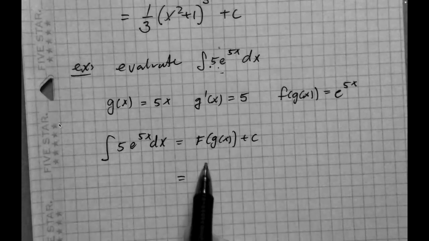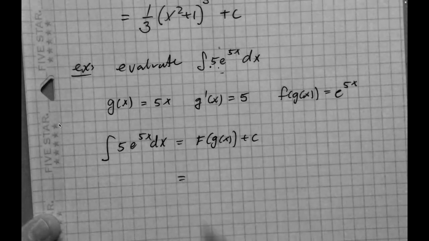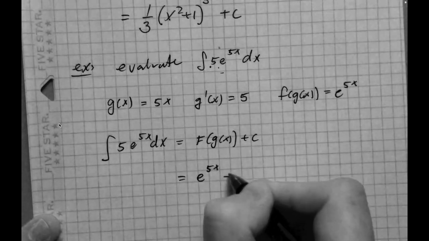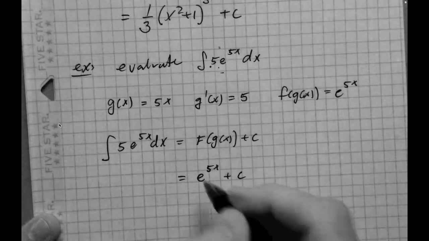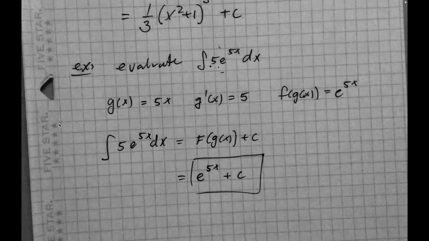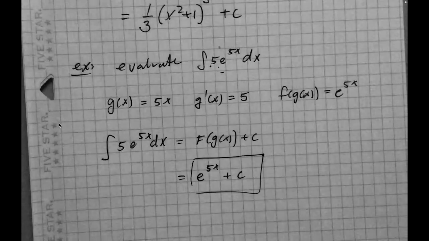Now, what is the antiderivative of f? Well, it's just e itself, isn't it? So this would be, again, equal to e to the 5x plus c. So this is amazingly convenient, right? So basically just taking the idea of the chain rule and basically reversing it on itself.